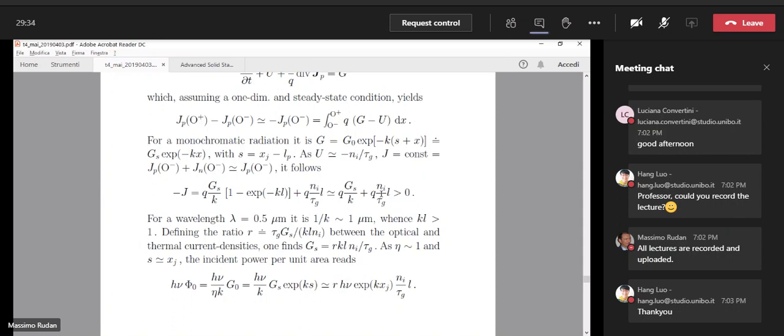L is the width of the space charge region of the PN junction, and as you remember, it depends on the applied voltage. So when we eliminate this term, the current does not depend anymore on the applied voltage. So it is a constant current that depends only on the amount of optical generation given by G sub S.